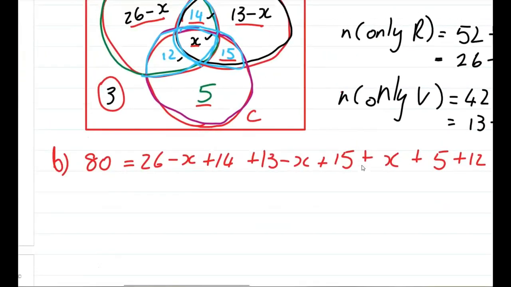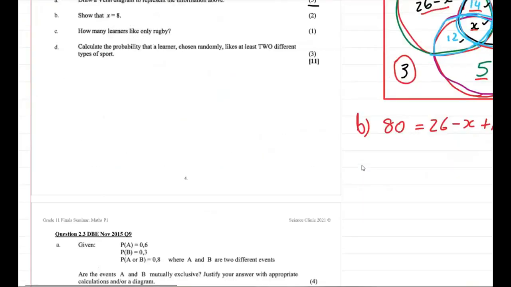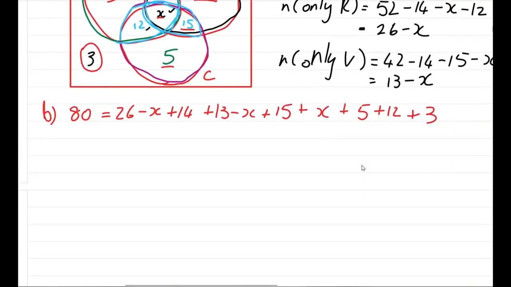All right, now we've got a nice equation over here. So let's try and solve this equation. Are you one of those learners that simplify your left and your right before you start moving things over? Yes. Okay, let's do that. So let's simplify all the numbers: 26 plus 14 plus 13 plus 15 plus 5 plus 12 plus 3. Right? What do you get?